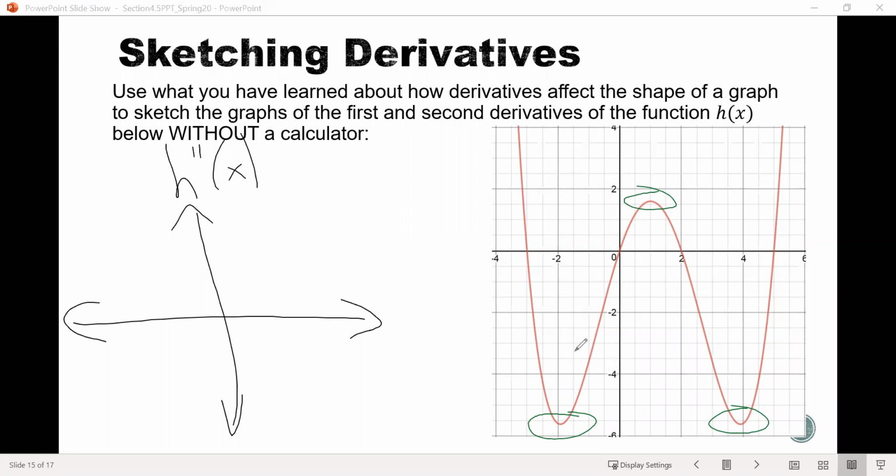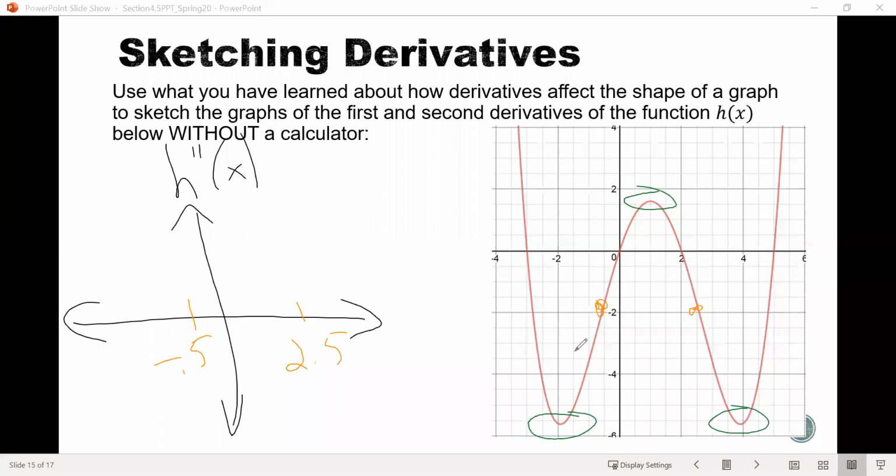So between -2 and 1, about halfway between that would be -0.5. So it looks like we'd have an inflection point right about here. So at -0.5, I'll mark that on our first derivative here. And then between 1 and 4, that would be at about 2.5, so right about here. So 2.5, like that. And then we know the value of the second derivative will be 0 at each of those.